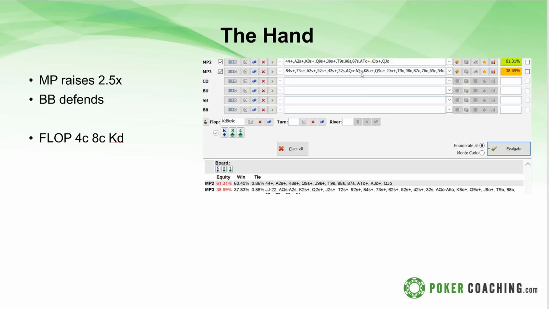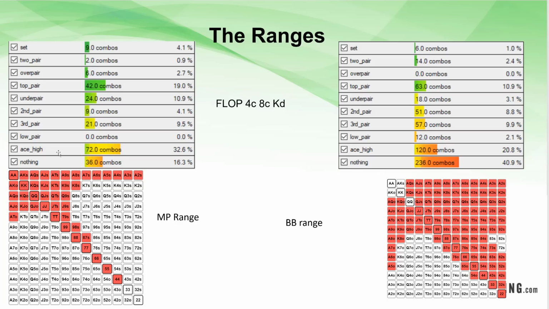in these two ranges. What we'll be seeing today is PioSolver, a little more advanced version of this, but everything I'm doing, you can pretty much do in Equilab and see the ranges. So if you don't want to spend the money on PioSolver or whatever, you don't really need to. I just like the program, so I'm doing that. A little review. Here's the flop, and this is the range composition.